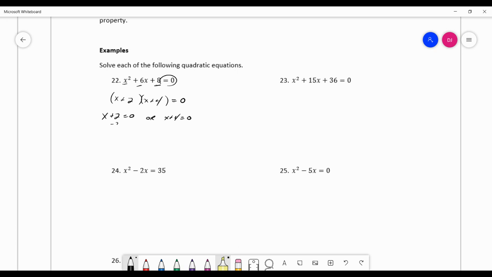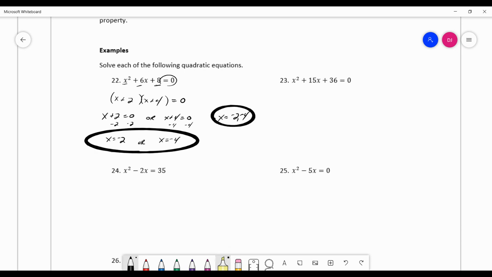If I subtract 2 from both sides here, x equals negative 2. If I subtract 4 from both sides, x equals negative 4. So, if x squared plus 6x plus 8 equals 0, then either x has to be negative 2 or x has to be negative 4. And those are your two solutions. You can write it x equals negative 2, negative 4. Either way that you want to write your solution is fine.